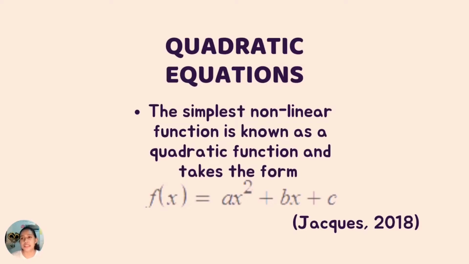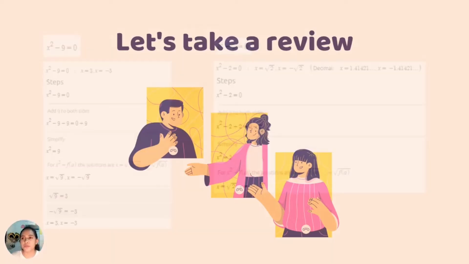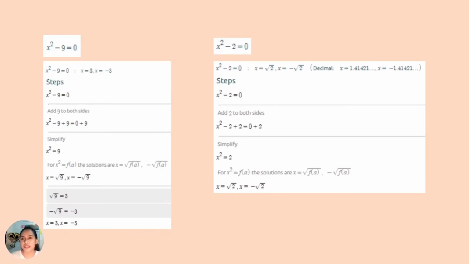Quadratic equations are the simplest nonlinear equations. A nonlinear function known as a quadratic function takes the form f of x equals ax squared plus bx plus c, where a is not equal to 0. Let's take a review. The answer of x squared minus 9 equals 0 is x equals 3 and x equals negative 3. And the answer of x squared minus 2 equals 0 is x equals square root of 2 and x equals negative square root of 2.